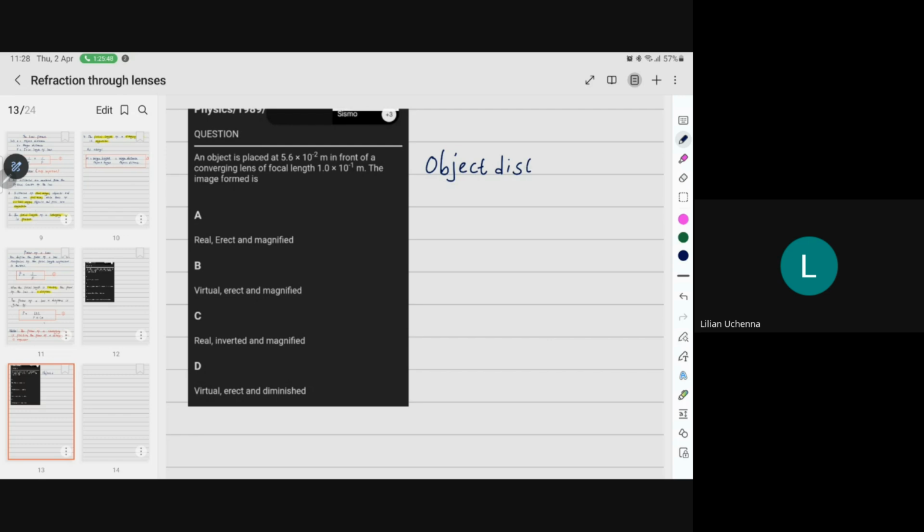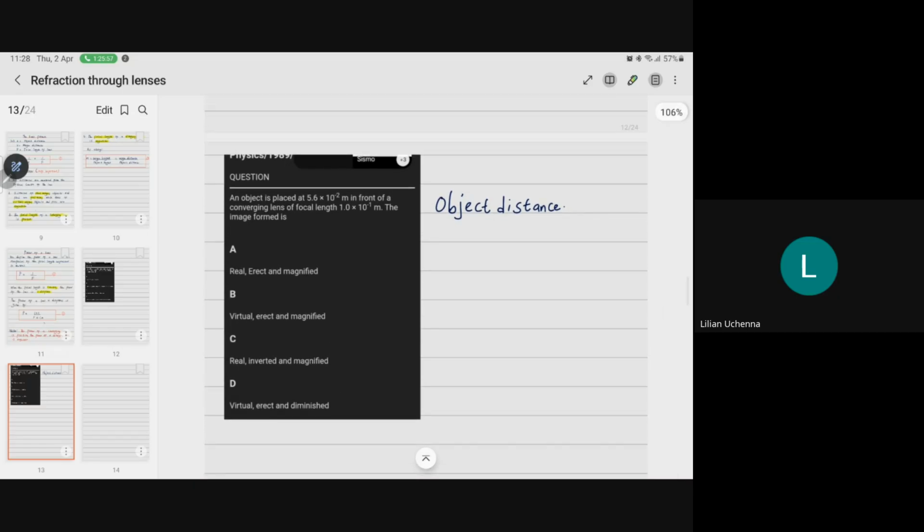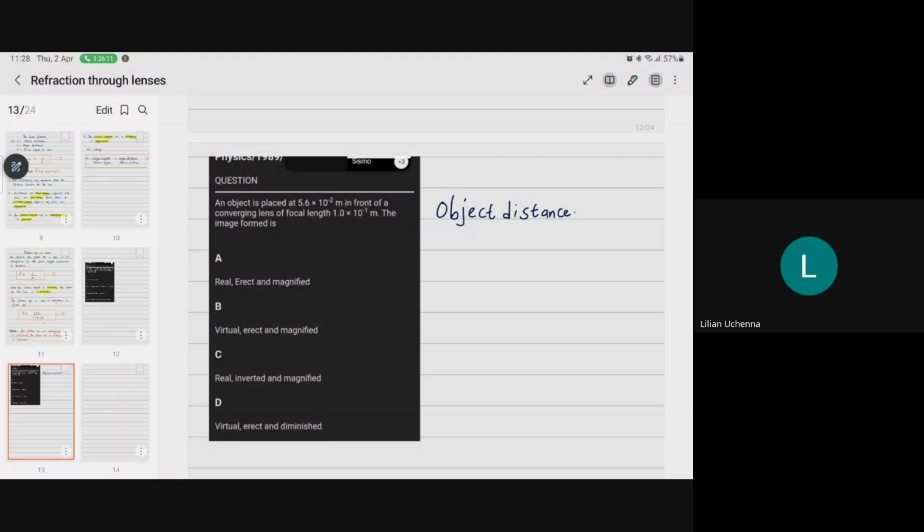Anybody that wants to try? I think it's V. It's going to be what? V. B. Is that what you said? Can you type it on the chat? The place you are is a bit noisy. D, okay? Virtual, erect, and diminished. Is that what you're taking?